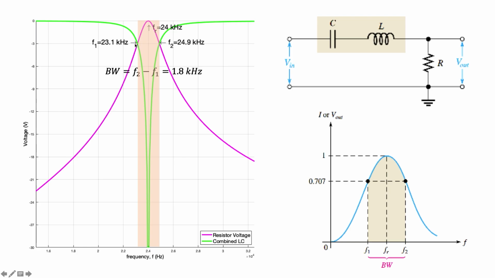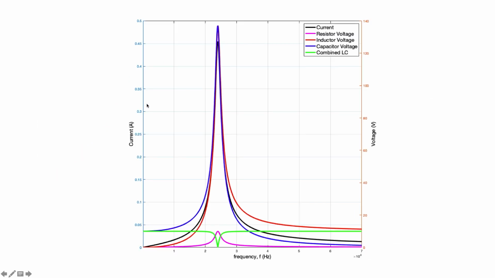These 2 points are f1 equal to 23.1 kHz and f2 equals 24.9 kHz. Thus, all input signal is filtered out below f1 and above f2. Only the signal between f1 and f2 is allowed to pass through. The frequencies f1 and f2 are called the cutoff frequencies. This range of frequencies between the cutoff frequencies is called the bandwidth, or BW. The resistor is acting as a bandpass filter.